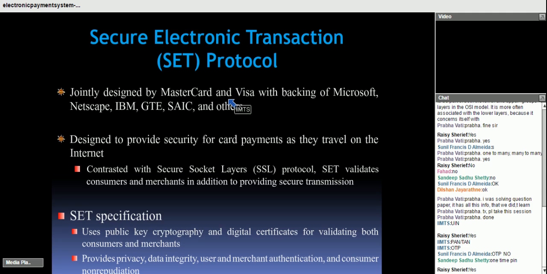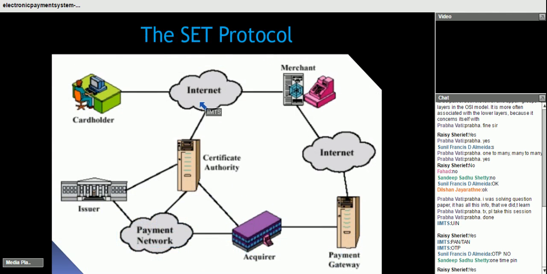So secure electronic transaction, that is SET protocol. Jointly designed by MasterCard and Visa with backing of Microsoft, Netscape, IBM, GTE, SAIC and others. Designed to provide security for card payments as they travel on the internet. Contrasted with secure socket layers, SET validates consumers and merchants in addition to providing secure transmission. It uses public key cryptography and digital certificates for validating both consumers and merchants. Provides privacy, data integrity, user and merchant authentication and consumer non-repudiation.